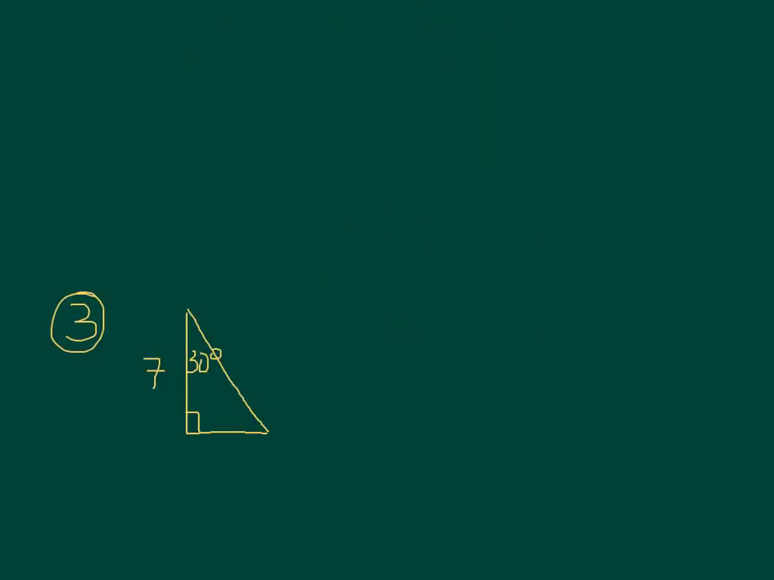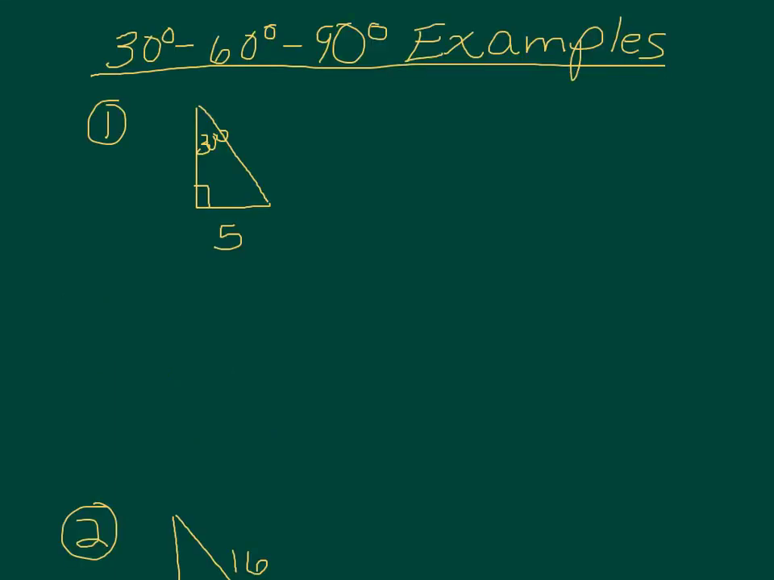Okay, so now we're going to go through 3 examples of solving a 30, 60, 90 degree right triangle for the remaining side lengths. Now remember our model. If I label this 60 degrees here, we're good to go. Remember, this short side is S, the hypotenuse is 2s, and the long leg is s times the square root of 3.